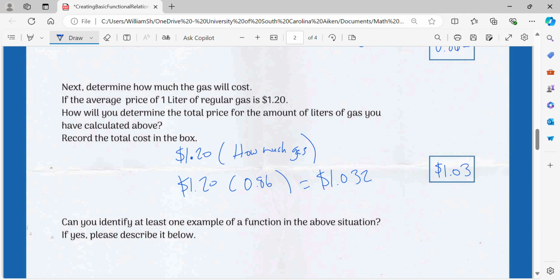I would probably round it up to 4 just so I don't run out of gas on the way there. But it's not like I'm getting $1.03 worth of gas. When I go to the gas station, I'm probably going to get a little bit more of that just to be safe. At least spending that $5, right?